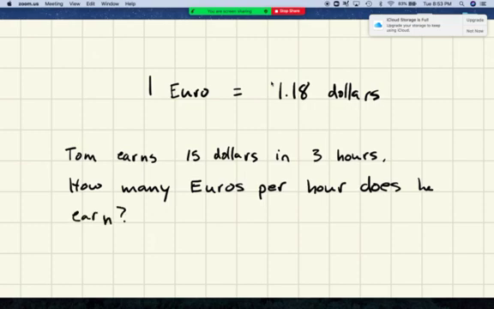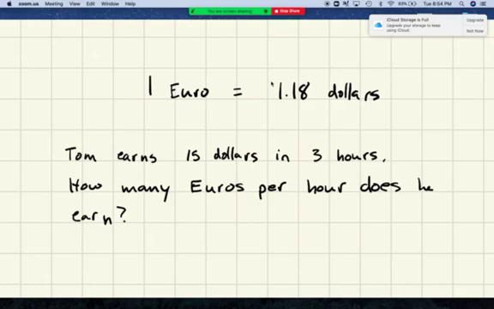So, to answer this question, do you think you can try it and then I'll check you, or do you want me to walk you through it? Because it's similar. Tom earns $15 in 3 hours. How many euros per hour does he earn? So first, what we did in the other one, we changed the kilometers to miles. So here we would change the dollars to euros. So try and do that and see which one makes sense.